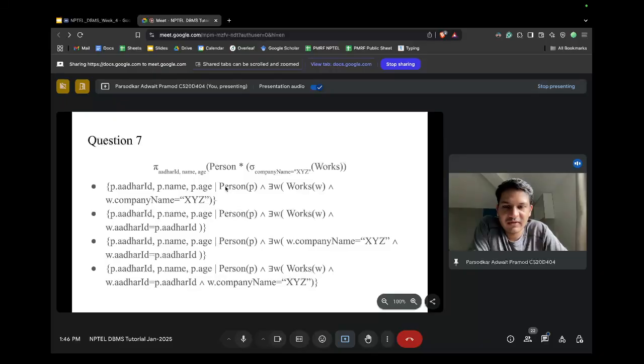Just a note over here, the star operation is essentially used to denote a natural join between the two tables. It's not just a join, but a natural join.